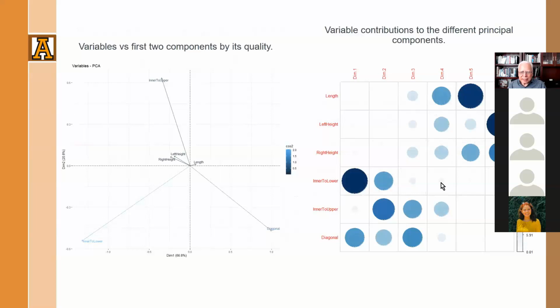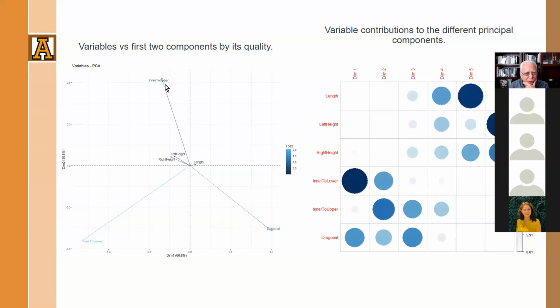These are the charts that help us understand what's going on with the principal components. This chart is showing, for example, just the variables with the first two components by their quality. So we focus here only on the first two components. This is the first principal component, this is dimension one, and this is the second one.